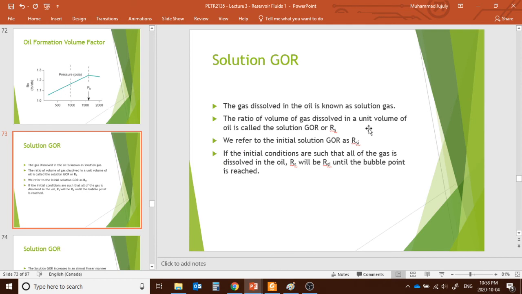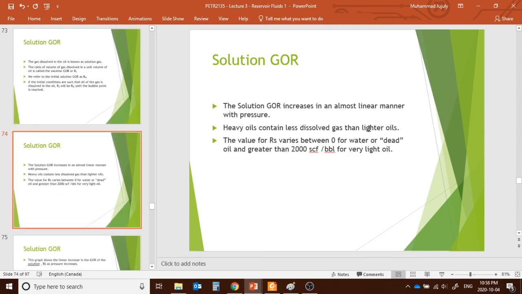Okay, since we already said the natural gas is dissolved in the crude oil, the proportion of gas dissolved in the crude oil is what we refer to as the GOR, or gas oil ratio. Okay, so the solution GOR increases in an almost linear manner with the pressure. That means heavy oil contains less dissolved gas than the lighter oils.